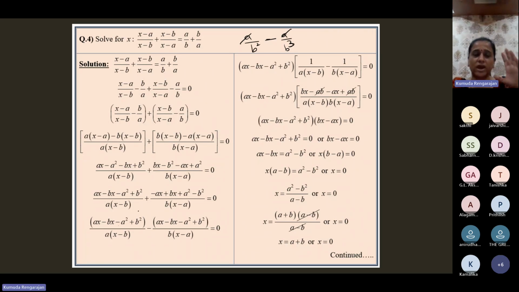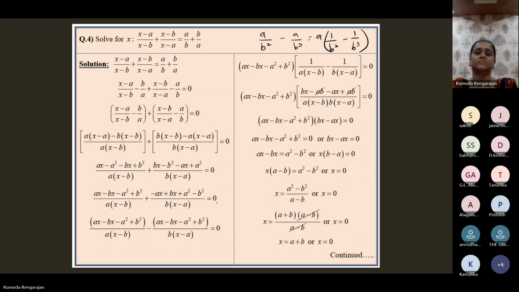That situation was we had one fraction on the left-hand side, another fraction on the right-hand side, and we canceled the equal numerators on either side. Here you cannot cancel, but you can take out common. If you have a by b square minus a by b cube, you can take a common and write it as a into 1 by b square minus 1 by b cubed.